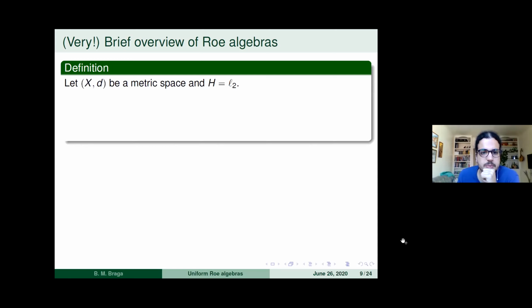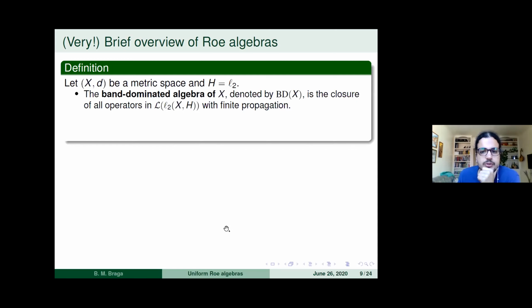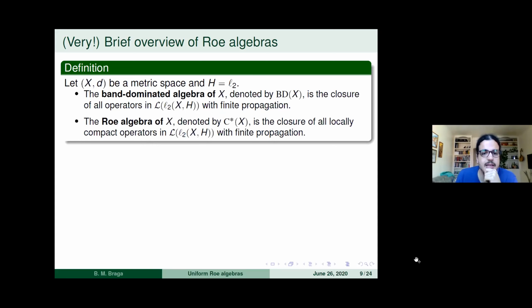So what is the Roe algebra of a space? This is just very brief, so I wasn't very precise here. Instead of looking at operators on L2 of X, we now look at operators on L2 of X tensor H. An operator here is an X by X matrix, but instead of having numbers in each entry, we have operators on L2. If you take the closure of all the finite propagation operators, you get the band dominated algebra of X. If you want the Roe algebra, you need to take the closure of the finite propagation operators such that each entry in this matrix is compact. That's what local compactness means here.